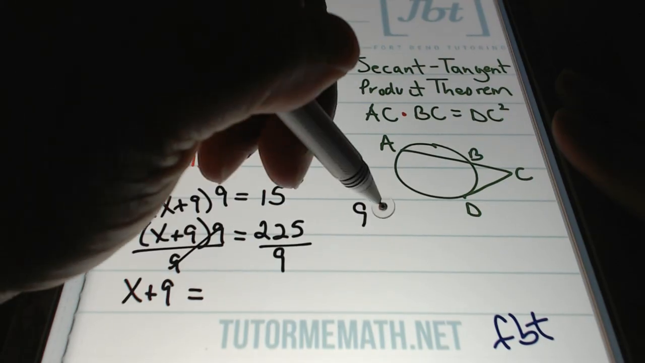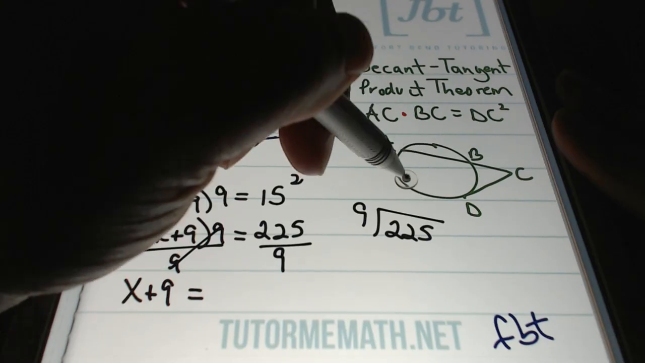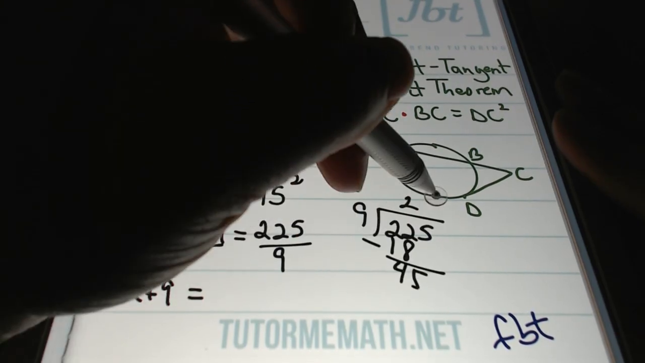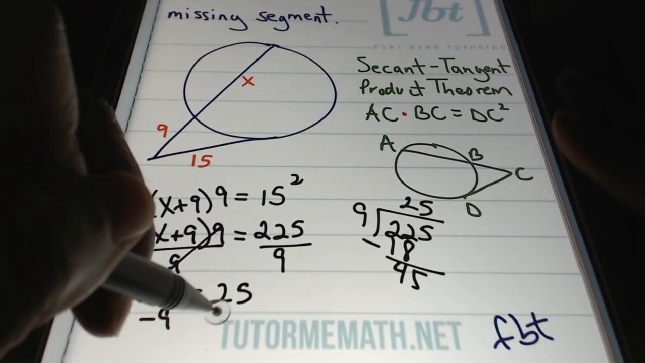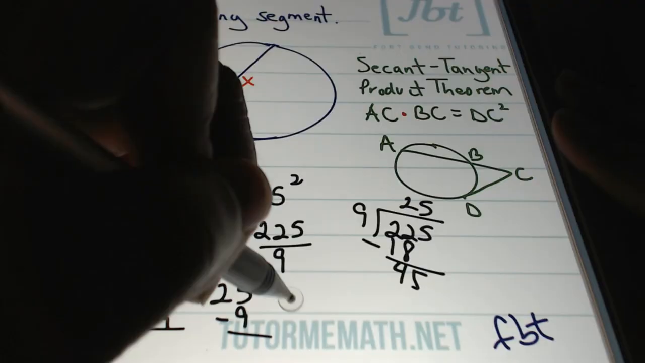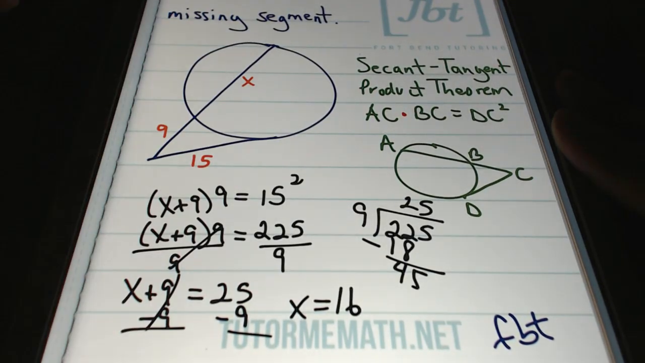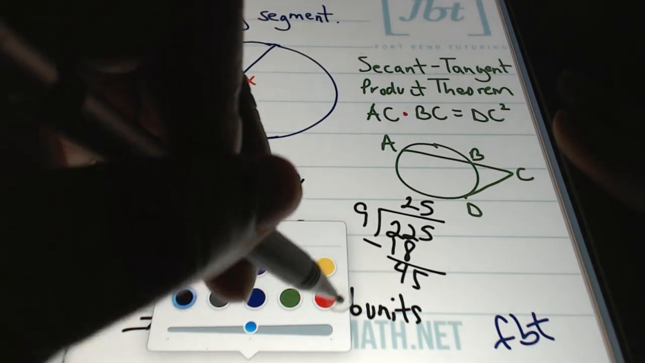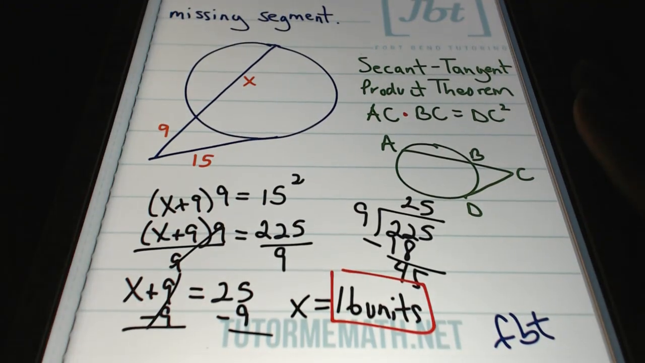I believe it's 16. No, it's not 16. Let's figure out what this is. 9 goes into 225. That's going to be twice. It's going to be 18. That's going to be 45. It's going to be 25 times. Should have known that. So subtracting 9 from both sides, you end up with x being 16, guys. X is 16, and it'll be 16 units to the first power, using the secant-tangent product theorem.